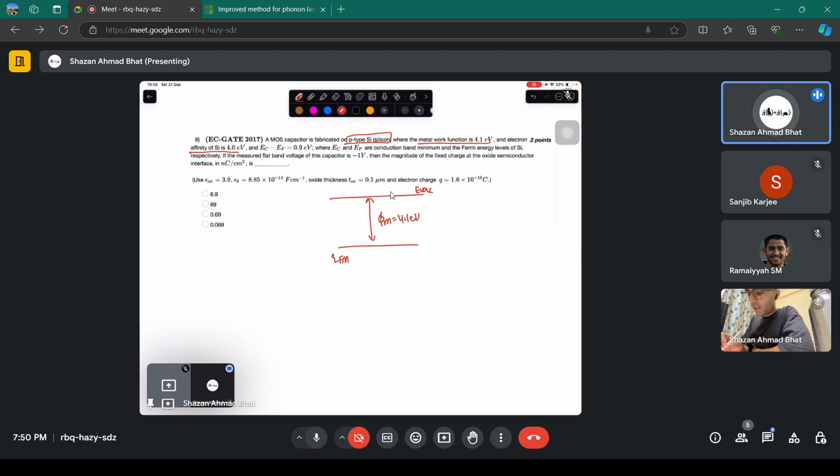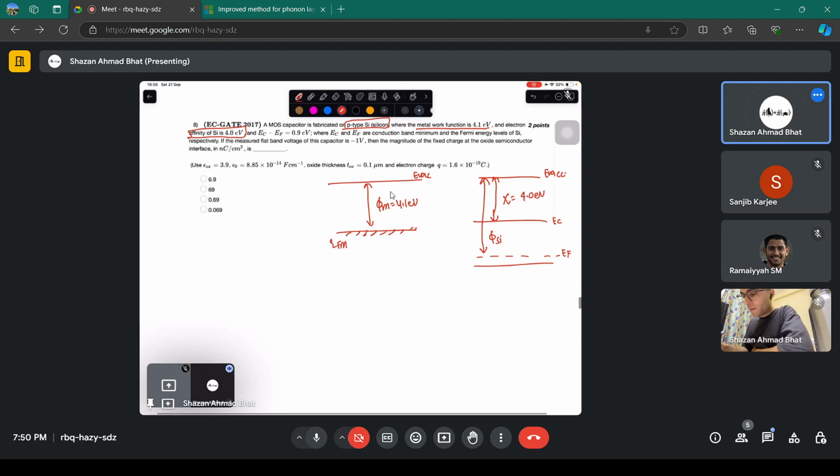The electron affinity of silicon has been given. If this is vacuum, you should always draw the band diagram first. You will get everything clearly. If this is p-type silicon, this is the conduction band, then this is the electron affinity of silicon, which is 4.0 electron volt. This is the work function of silicon. This is the Fermi level of silicon, and this is the Fermi level of the metal. EC minus EF has been given as 0.9 electron volt.